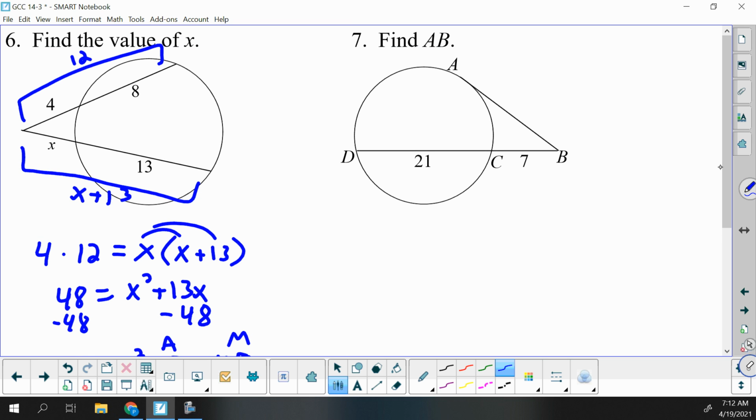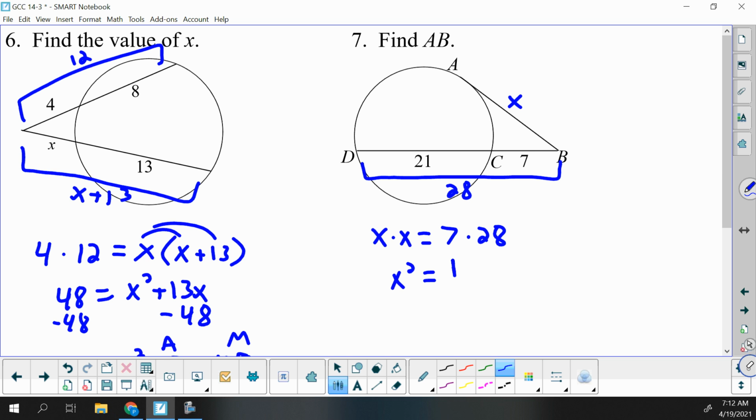All right, we want to find AB, and that'll be our outside and whole part for the top one. So we'll have x times x equals, we'll need our whole here. If we add those together, we get 28. So outside is 7 times the whole of 28. X times x is x squared. 7 times 28 will give us 196. If we take the square root of both sides, technically when you take a square root, you have to put a plus and minus out front. So we would get plus and minus 14, but we reject the negative 14 because x was a segment. So we'll just take the 14, so AB is 14.